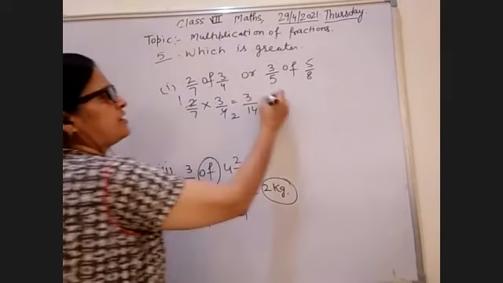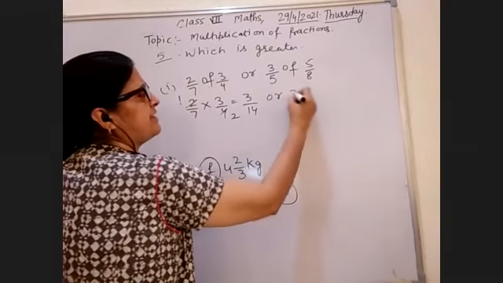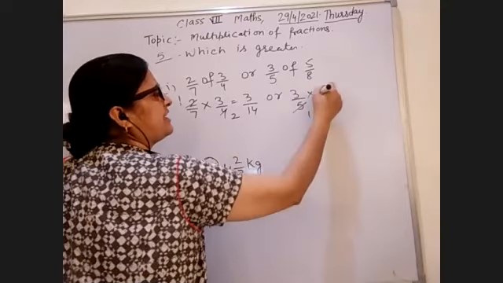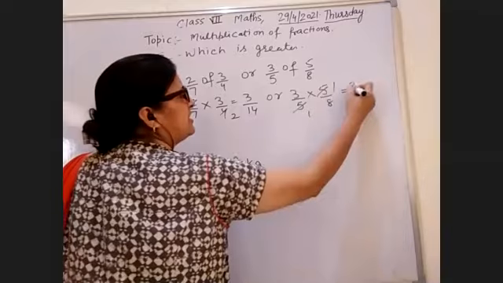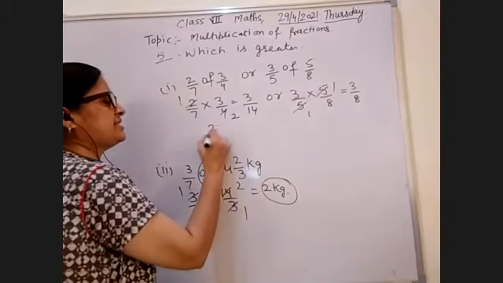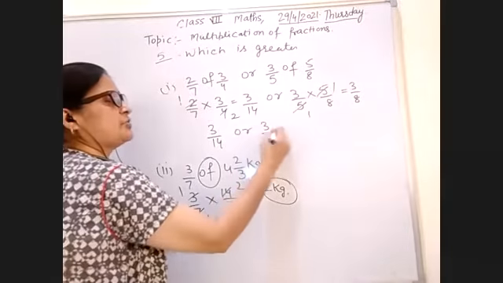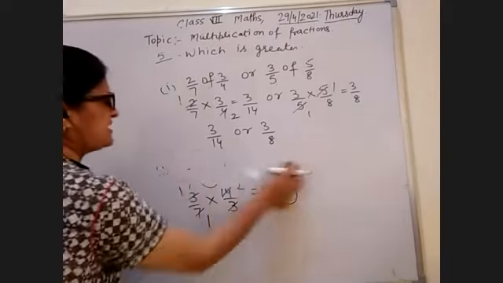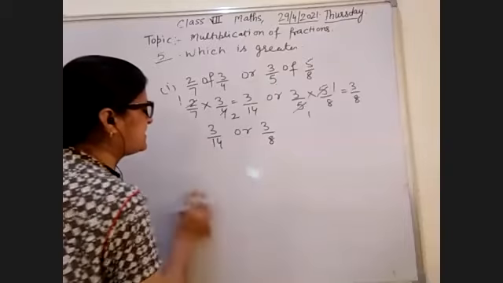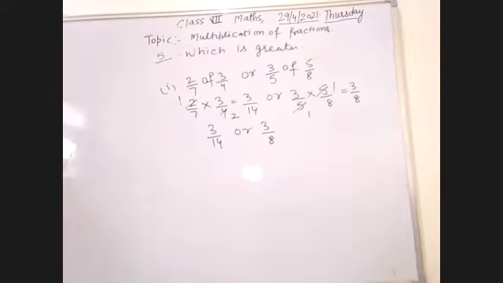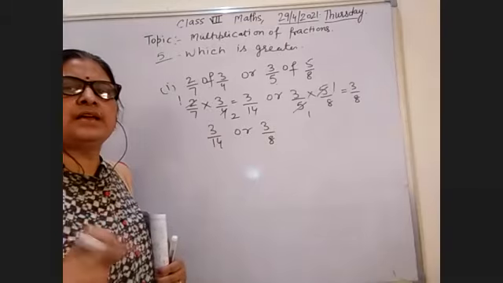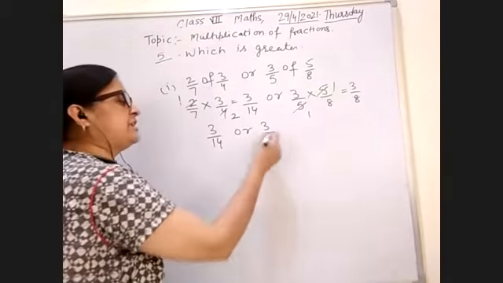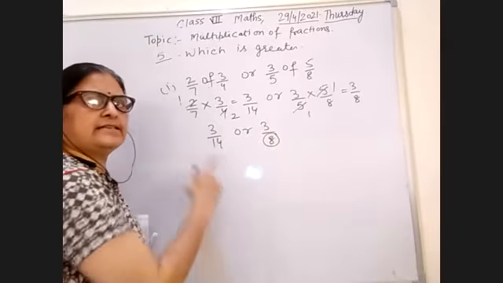And what is your second? 3/5 of, change into multiply. 5 1s are 5, 5 1s are 5. It is equal to 3/8. And the first portion is 3/14, and your second portion is 3/8. Now, how will you check which portion is greater? When the numerators are equal, then how will you compare these two fractions? You will see the denominator. Whichever denominator is less, that is greater than the other one.